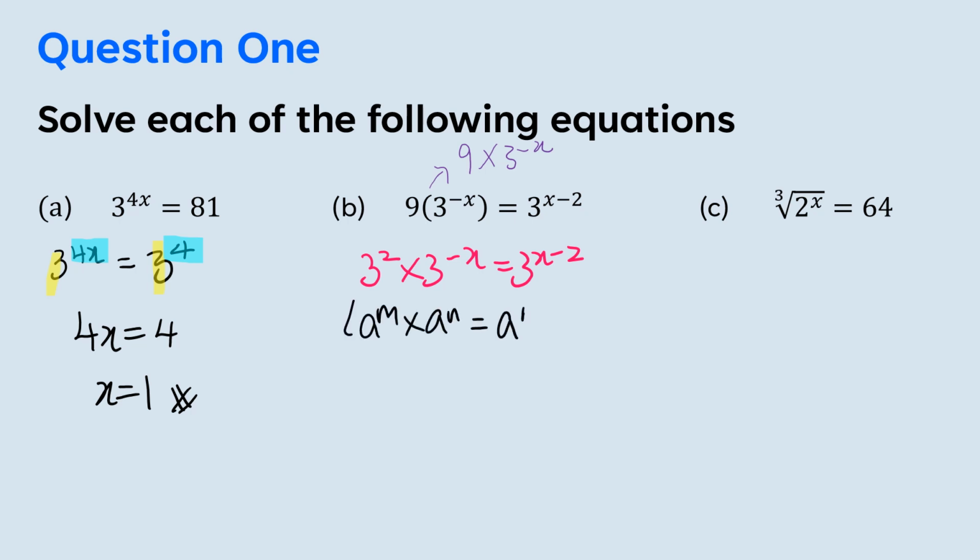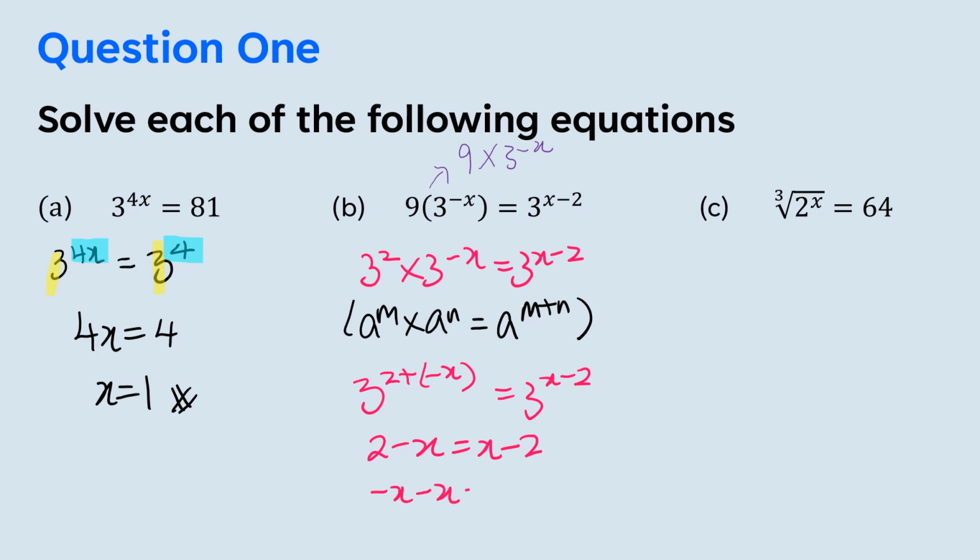And then we can apply this rule. It is a very basic rule in the rules of indices. We have the same base, and what do you do with the power? You just add them. So basically, I'm just adding 2 plus bracket negative x, and then since we have the same base 3 on both sides, therefore the exponents must be the same.